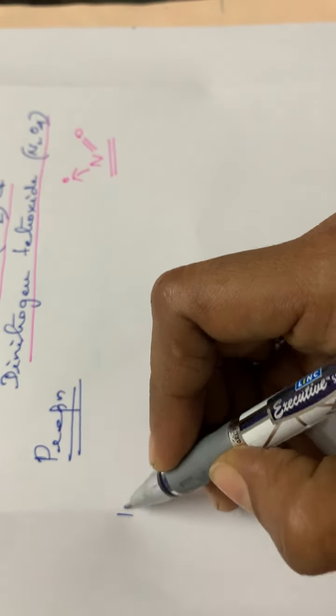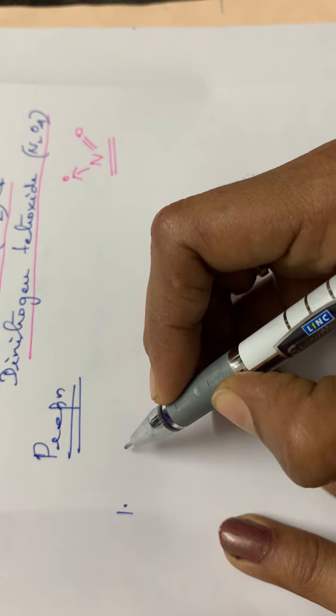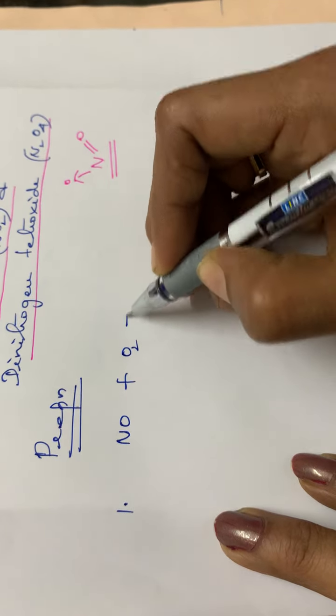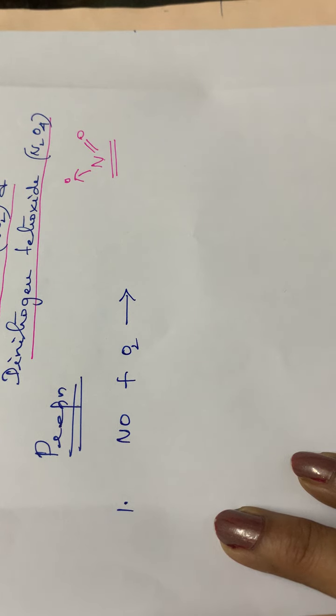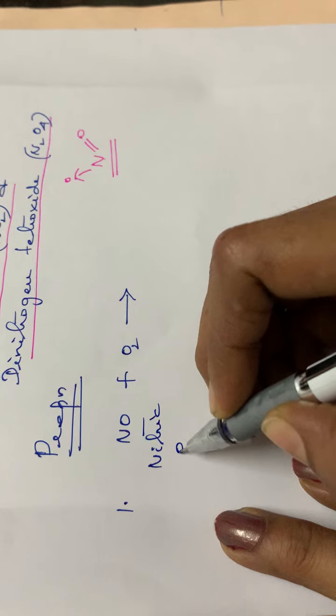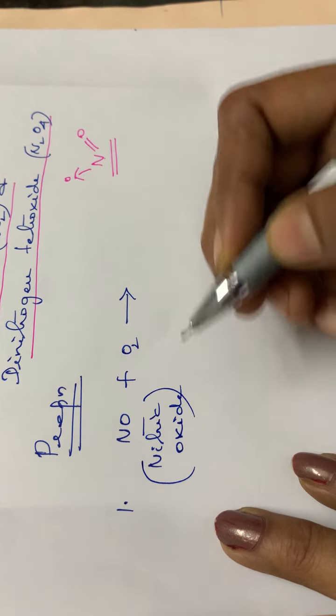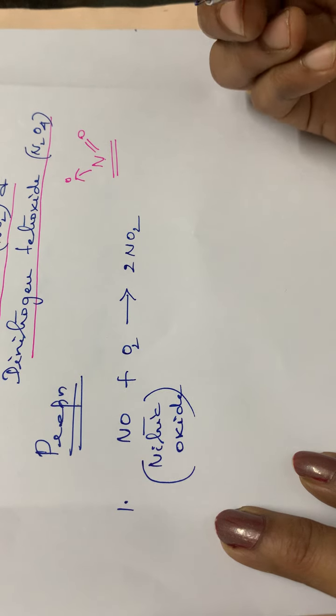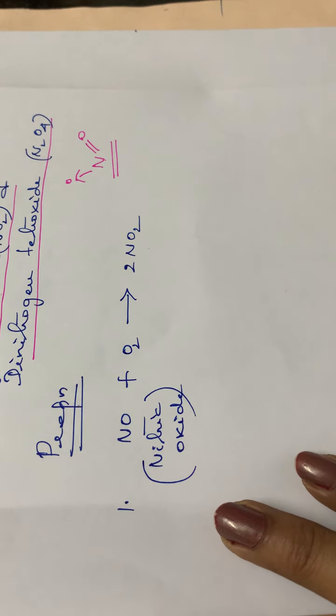So the first reaction is by mixing nitric oxide NO with oxygen. The reaction between nitric oxide and oxygen. NO is nitric oxide. You have studied already, isn't it? So nitric oxide plus oxygen gives NO2. This is nitrogen dioxide.